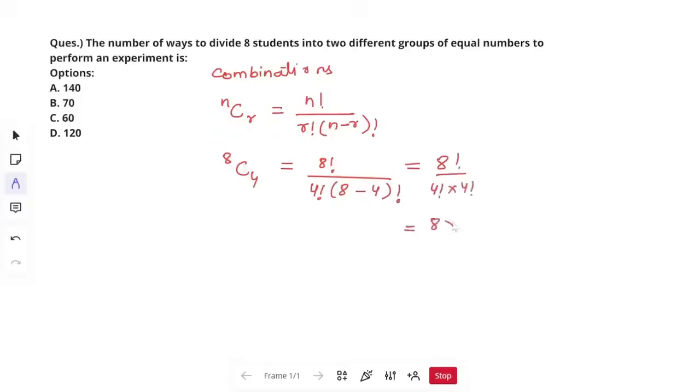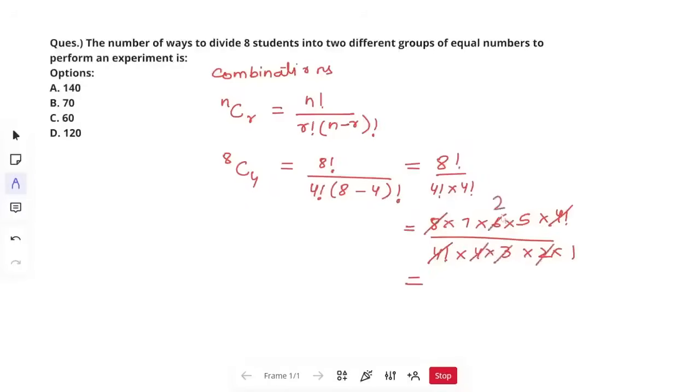This can be written as 8 7 6 5 into 4 factorial, and the denominator will be 4 factorial into 4 3 2 1. This will get cancelled out, and then further cancelling we can do. So for example, 4 2s are 8, this can get cancelled.